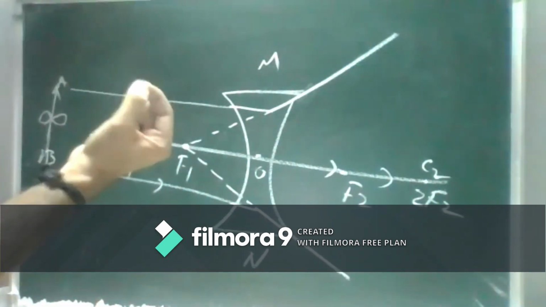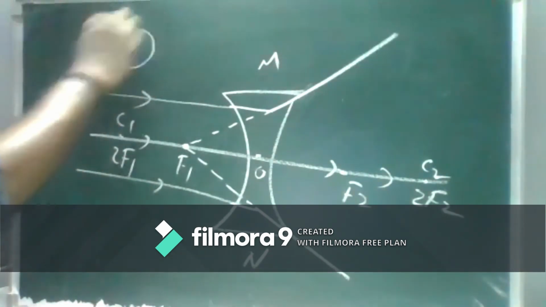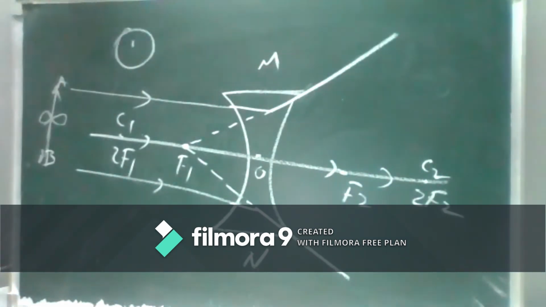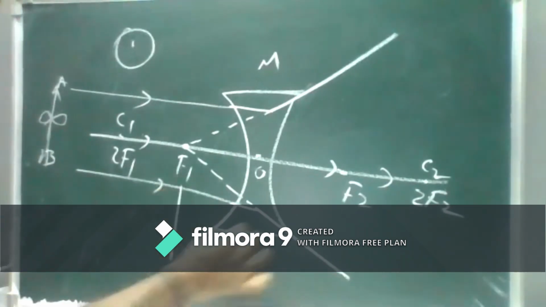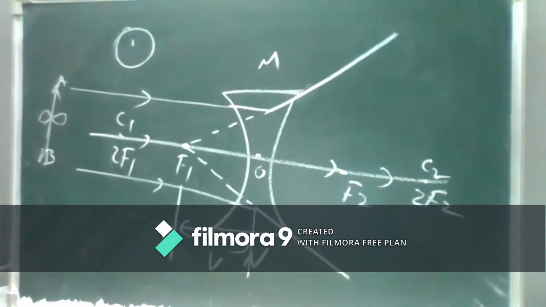So in this one the image is point size, highly diminished. So this is your first ray diagram for the concave lens. Here the object distance u is at infinity. Based on the focus, the image is formed, and that is your v. Okay, next, let's look at the last one. So this is the last ray diagram for your concave lens.